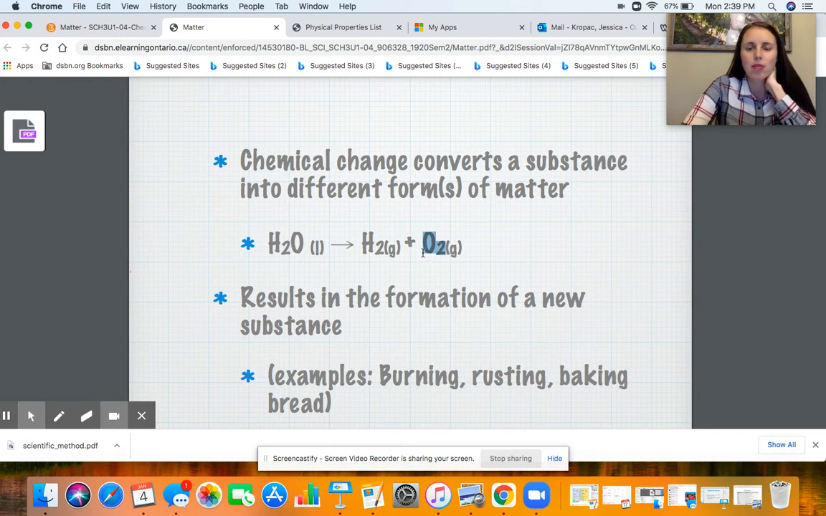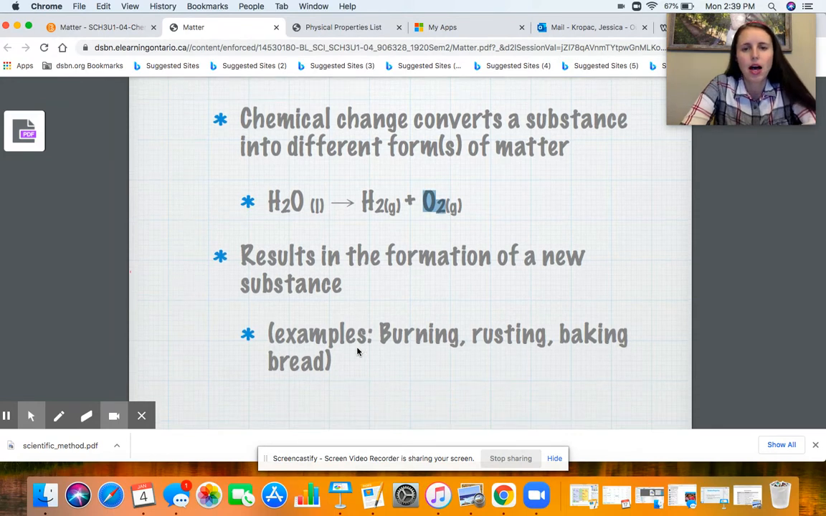So not only are my products going to look different, but now I know that I actually have 2 different substances, or 2 new substances, that have been formed. I no longer have 2 hydrogens bound to 1 oxygen. I have 2 hydrogens bound to themselves, hydrogen gas, and I have 2 oxygens bound to themselves, oxygen gas. So we say that these result in a new substance. Chemical changes are going to result in a new chemical substance. Common examples you might remember from grade 9: burning, rusting, baking bread.